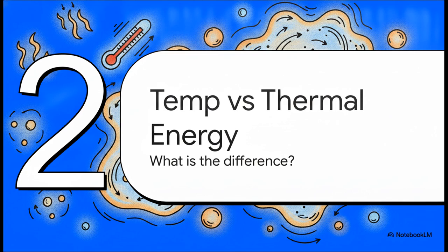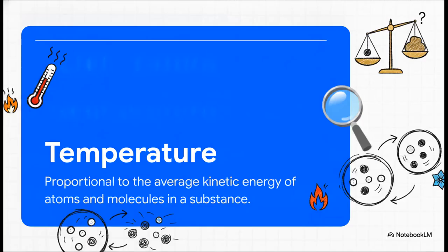Which brings us to Section 2, Temperature versus Thermal Energy. Let's start with temperature. Temperature is strictly a measure of the average speed, or the average kinetic energy, of those microscopic particles we just talked about. If you heat something up, its internal kinetic energy goes up, meaning the particles are moving faster on average. Cool it down, they move slower. The absolute most crucial thing to remember here is that temperature is completely independent of the object's total mass. It only cares about the average.